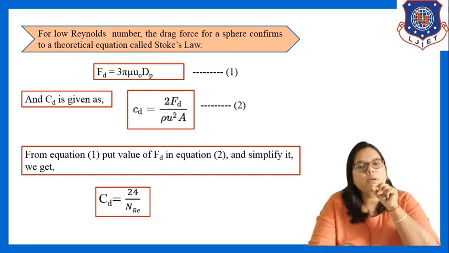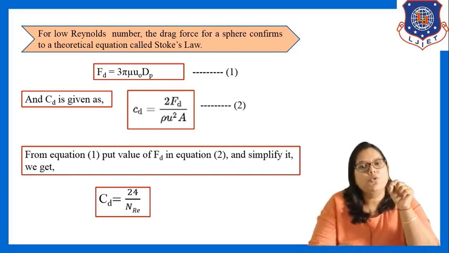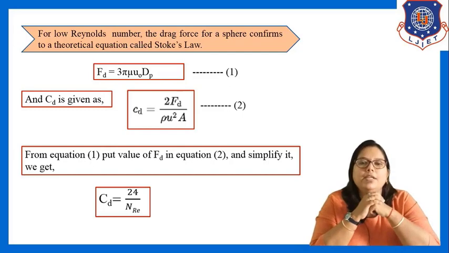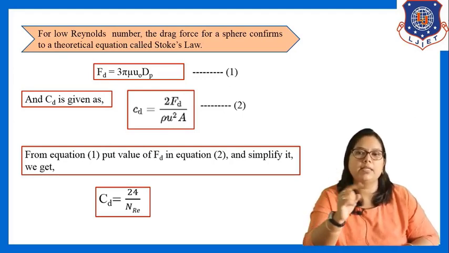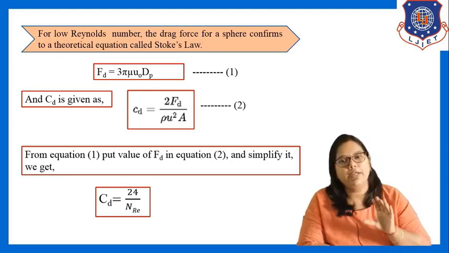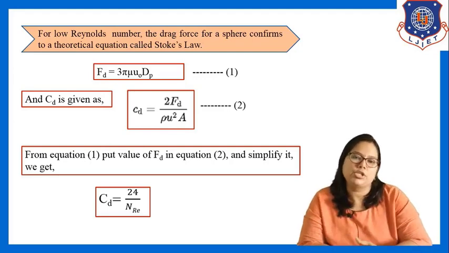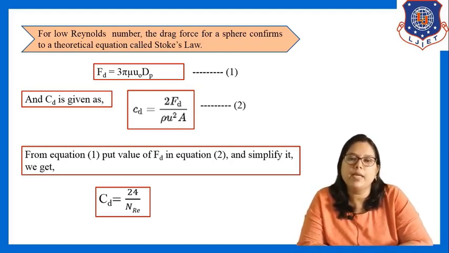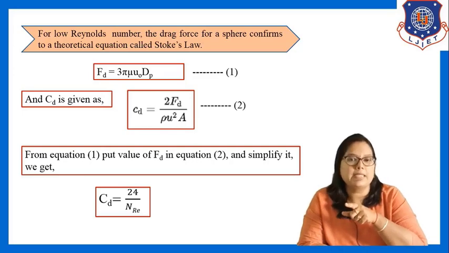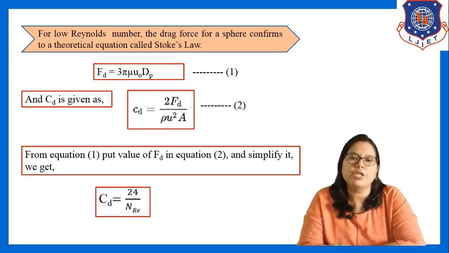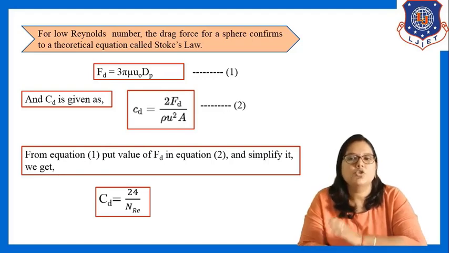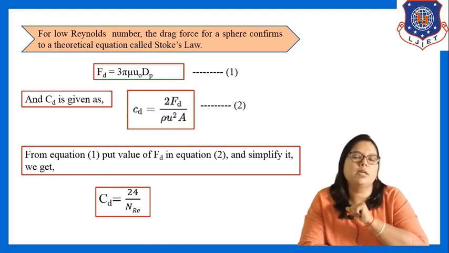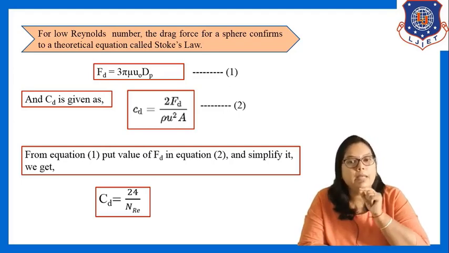That means you will get 24 upon d u rho by mu. And what is d u rho by mu? It is NRE. So when you put the value of Fd from equation 1 in the second equation of CD and simplify it, you will get CD is equal to 24 by NRE. So this equation represents the relation between drag coefficient and Reynolds number mathematically.